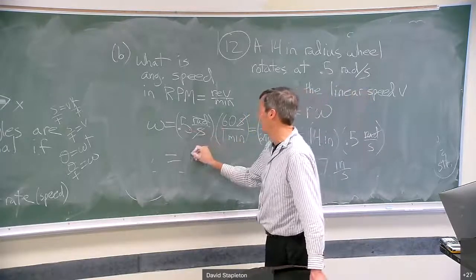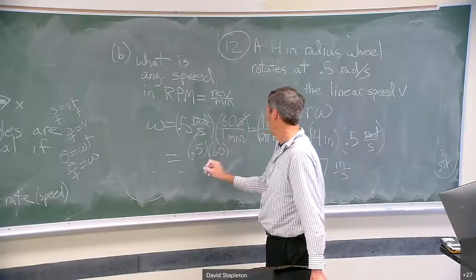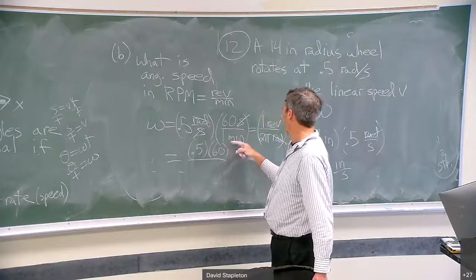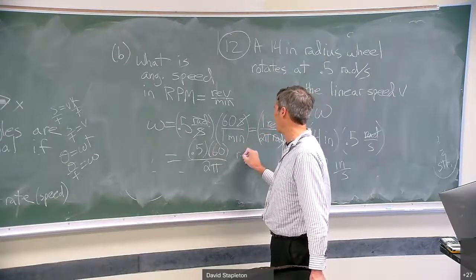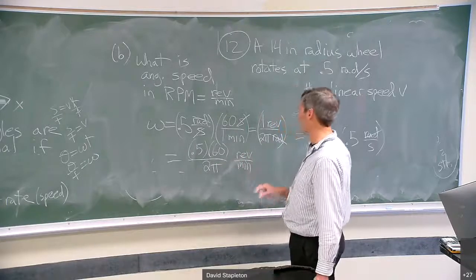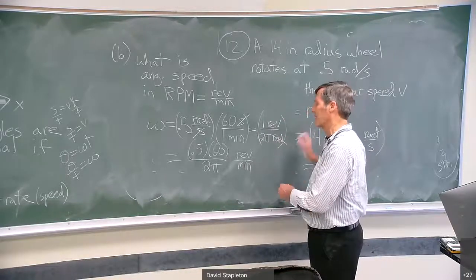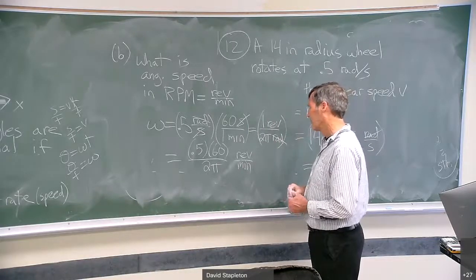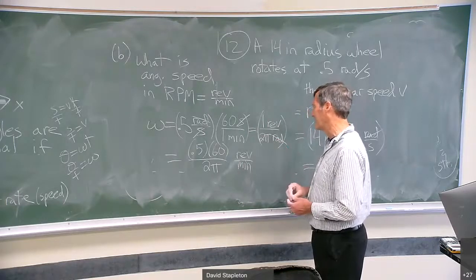0.5 times 60 over 1 times 2 pi, and the units that are left are revolutions per minute. And our chemistry teacher would be proud of us for canceling all these units. Chemistry, this is what you do all the time, is cancel, cancel, cancel units to make sure it's right. And on these problems, it's very helpful too, because they get complicated, as you can see, with units.